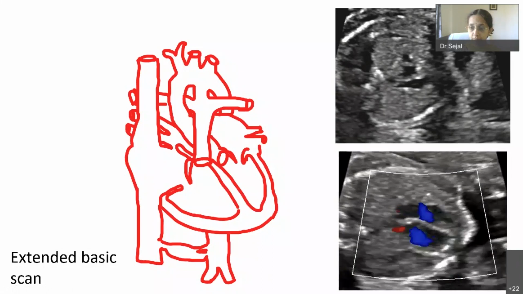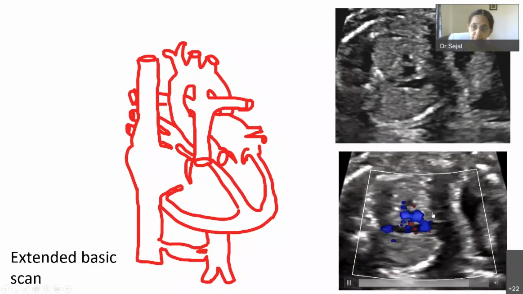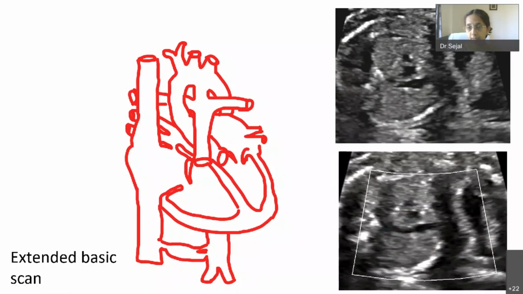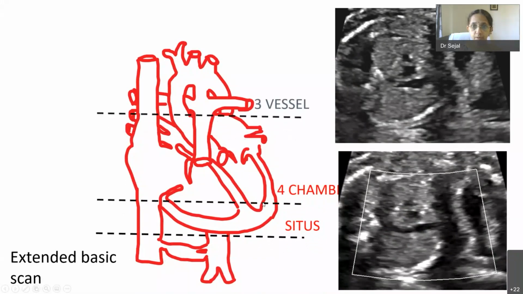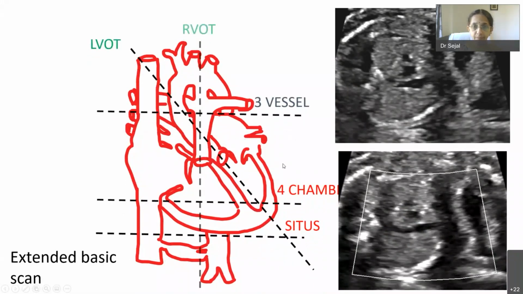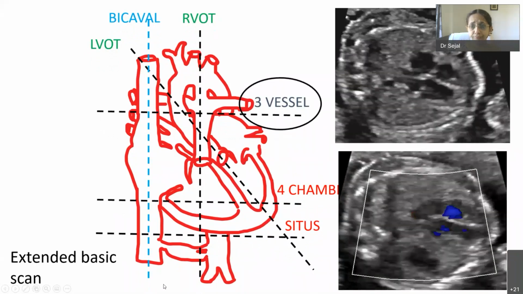Also, before I try understanding the structural problem, I need to figure out what is left and right for my baby. Otherwise, it will be very confusing as you go towards sequential segmental analysis. So we know that this is the cut for situs, 4-chamber. I go a little interior, I get outflow tracts, and 3-vessel tracheal. I go to sagittal, I have the bicaval and the aortic arches.